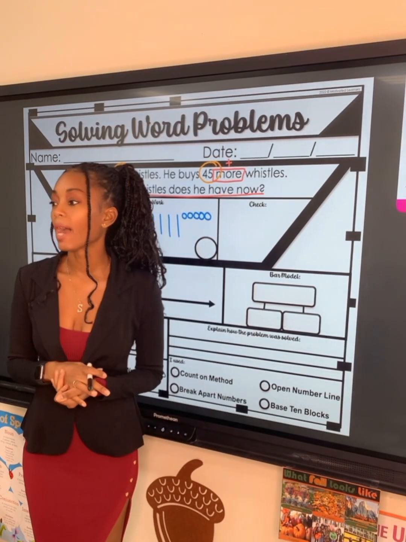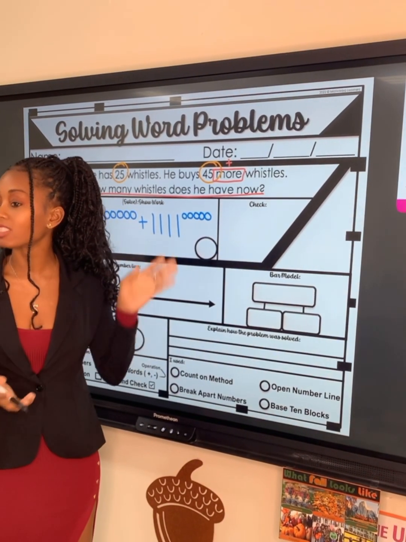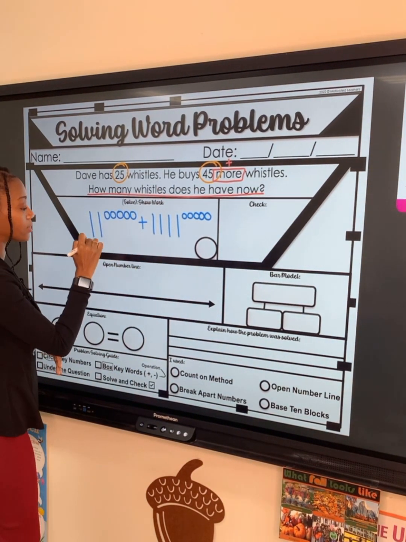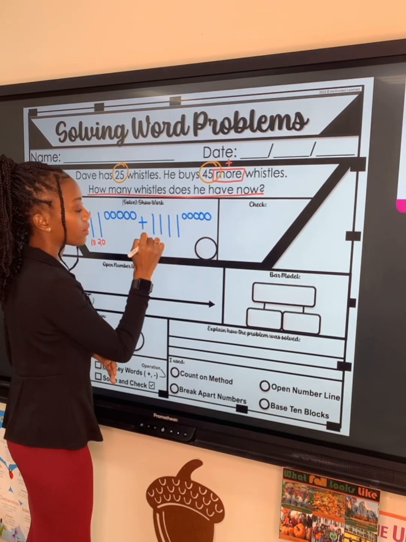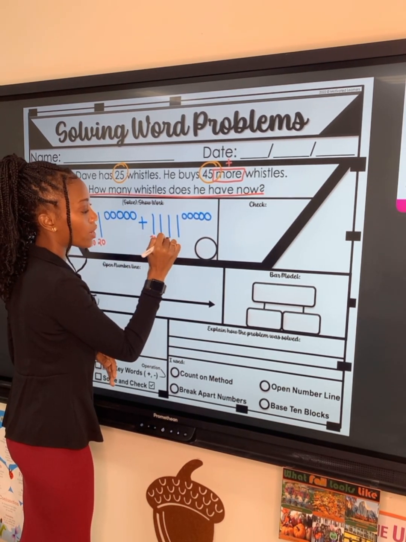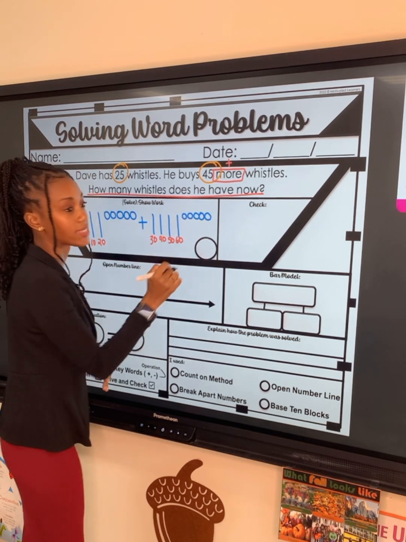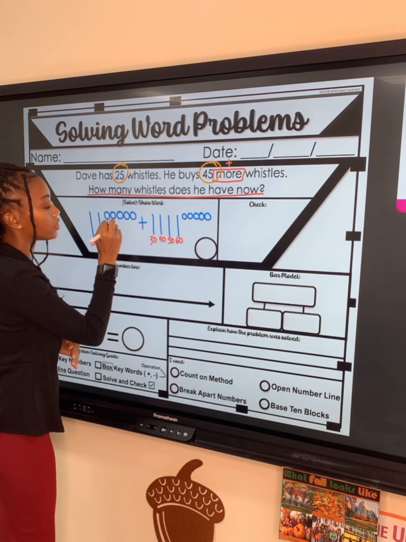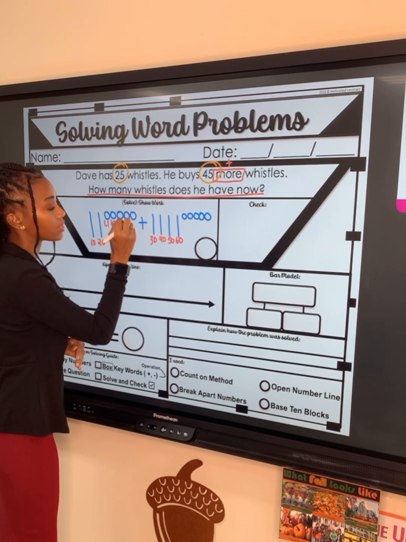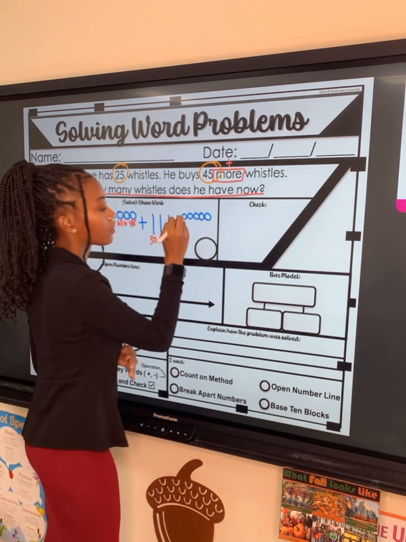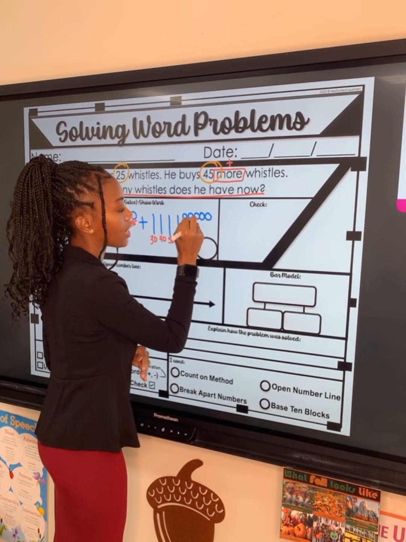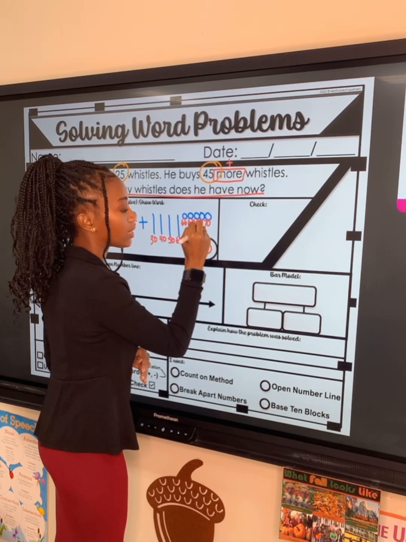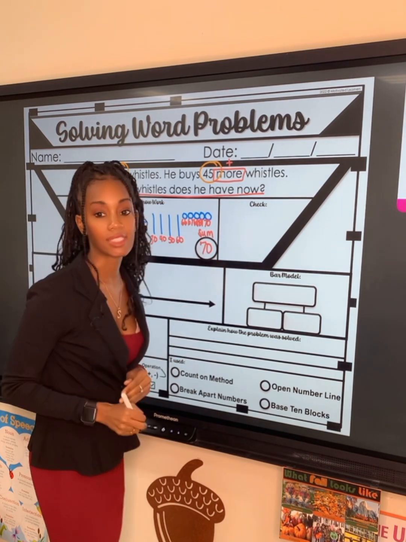You see that? So when I begin to count my base 10 blocks, I start with the highest value first, which is my tens. So that's 10, 20, 30, 40, 50, 60. Then I begin to count my ones. 61, 62, 63, 64, 65, 66, 67, 68, 69, 70. That gives me a sum of 70.